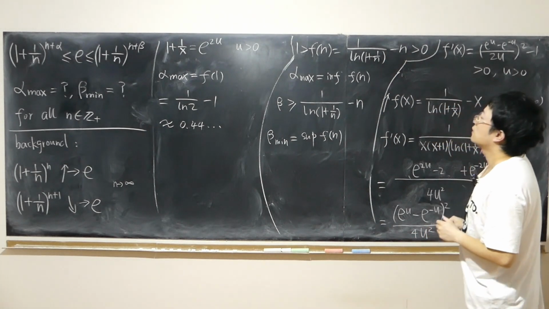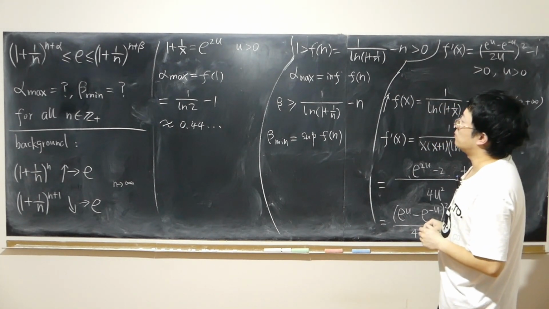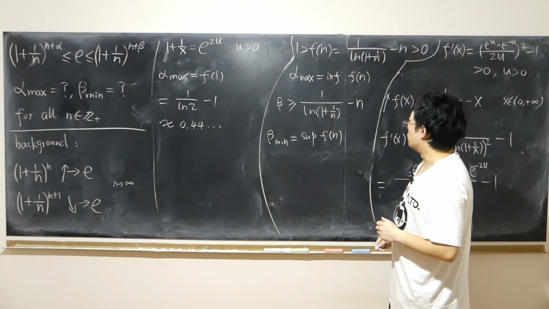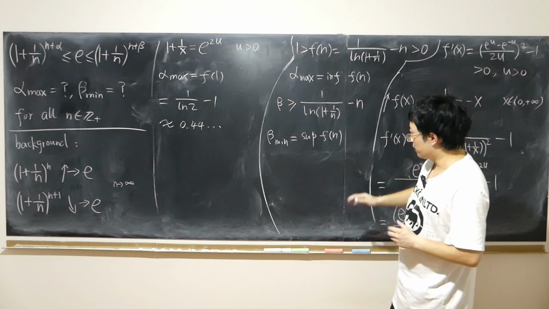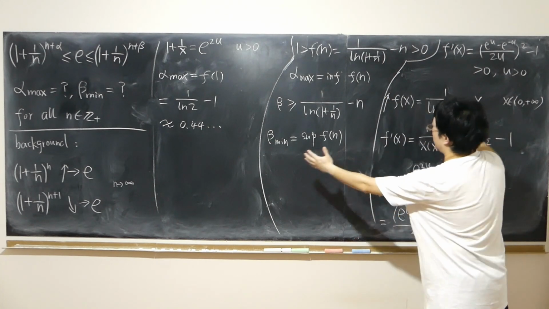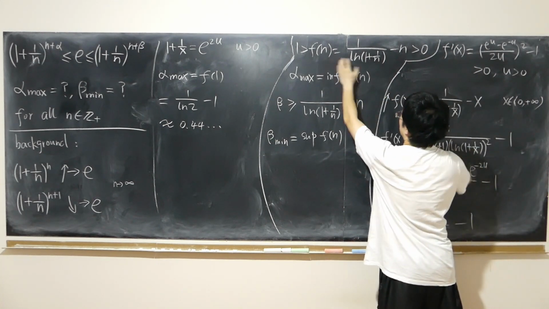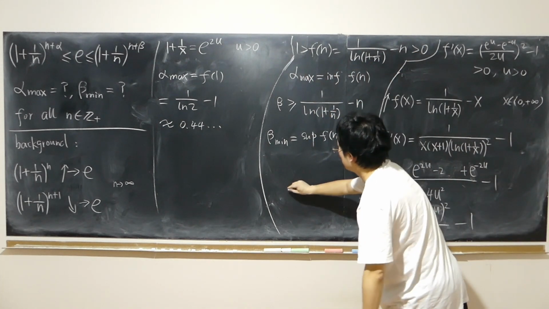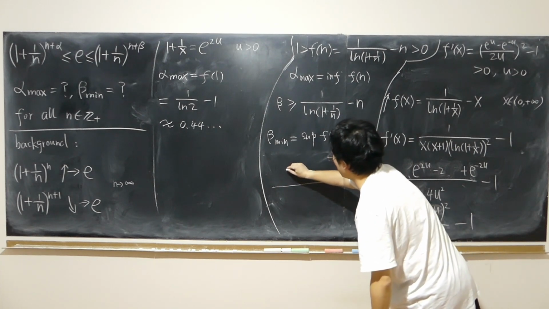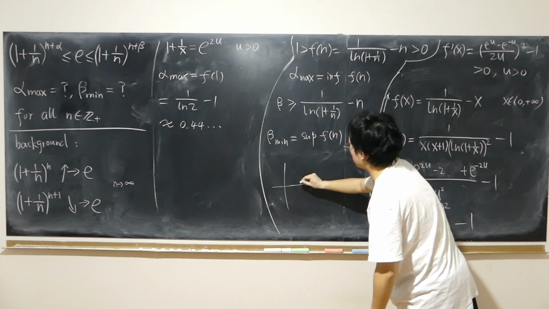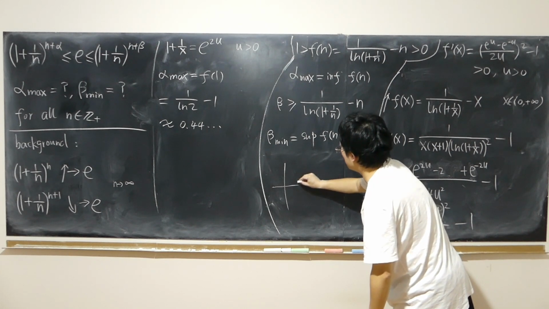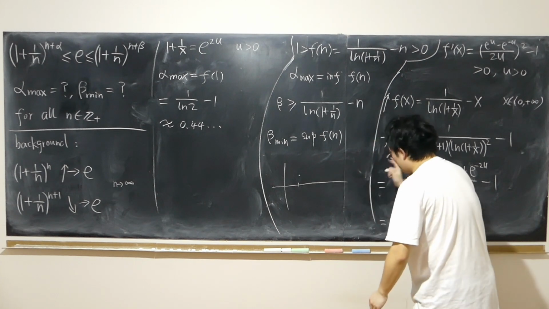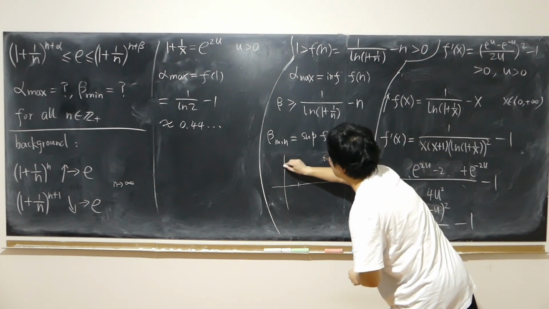So what's beta minimum? The smallest possible beta. In other words, f of n is supremum. I've just shown f of n is not only bounded below but also bounded above. So the function will look like something like this, f of 1 is somewhere here. Increasing function, but bounded above by 1.